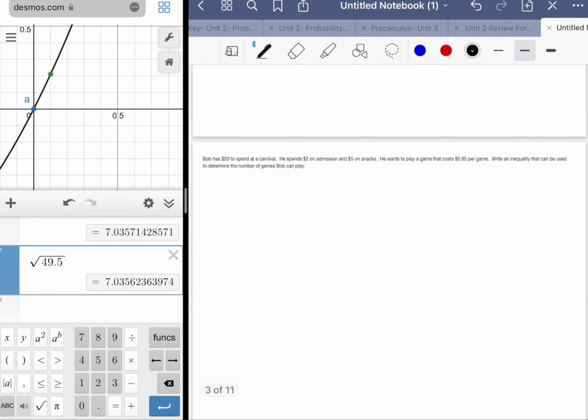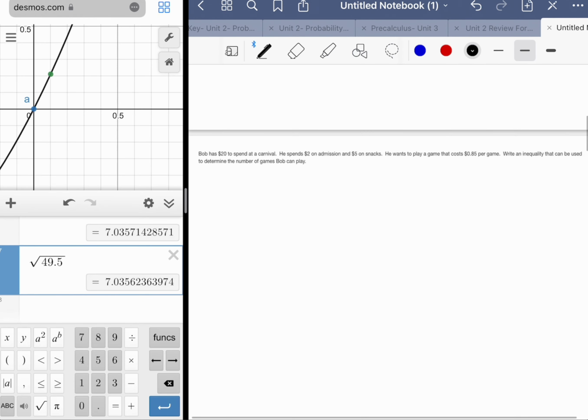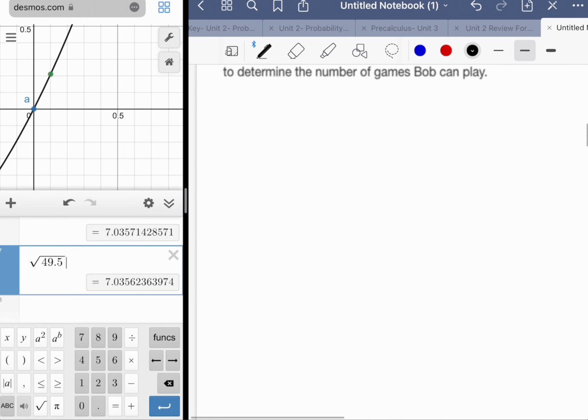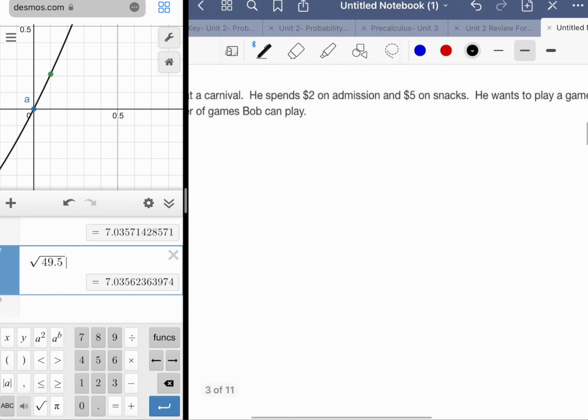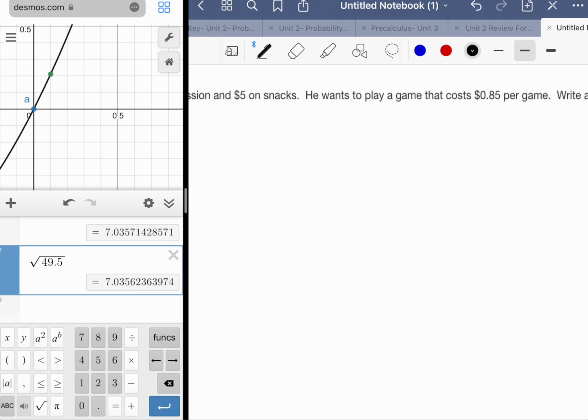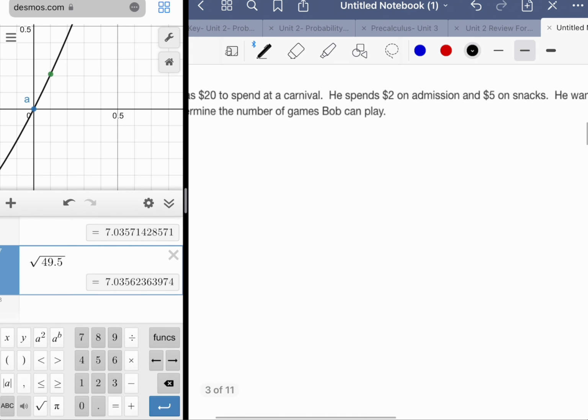The next one wasn't multiple choice, but it was a quick hitter. I know it's kind of hard to see, so I'll zoom in a little bit. Bob has $20 to spend at a carnival. He spends $2 on admission and $5 on snacks. So he wants to play a game that costs 85 cents per game. Write an inequality that can be used to determine the number of games that Bob can play.